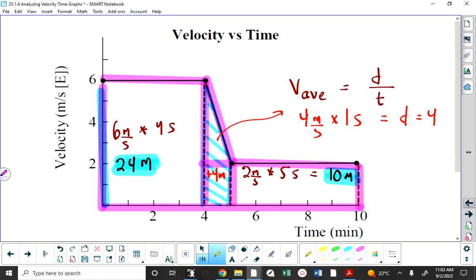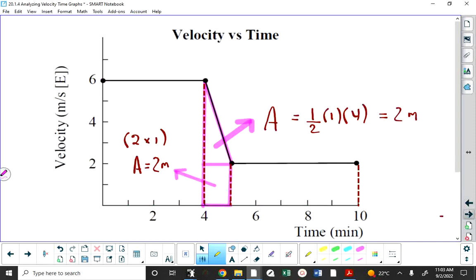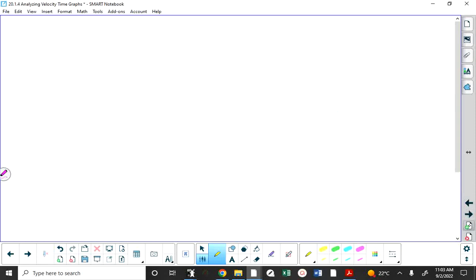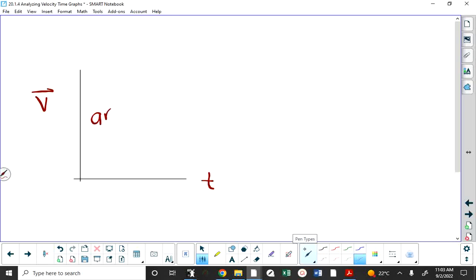The lesson to be learned here, and I really believe you need to write this down somewhere, is if you have a velocity time graph, the area equals the displacement. And if you had a section of the graph that was below the time axis, then that's a negative displacement.